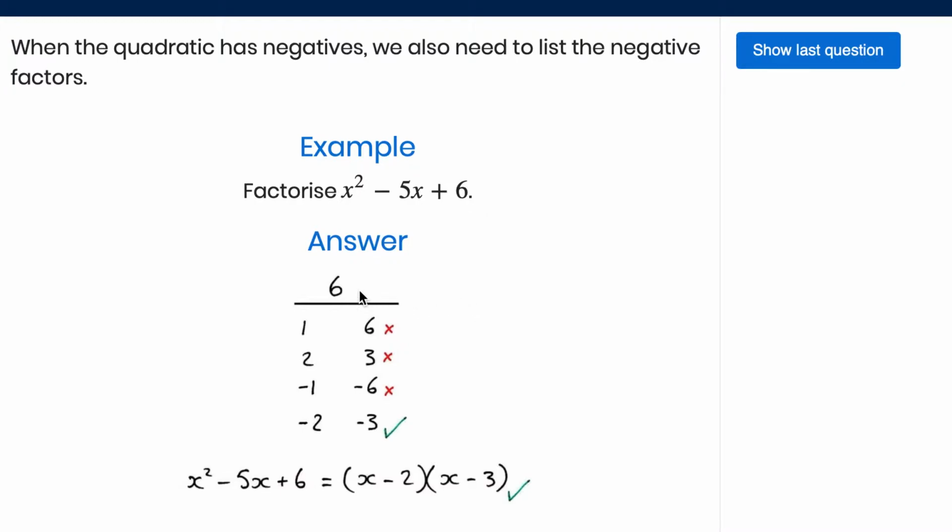So the factors of 6 are 1 and 6, 2 and 3, minus 1 and minus 6, because minus 1 times minus 6 is 6, and minus 2 and minus 3, because when you multiply these two together, you also get positive 6. And it's this last pair that we need, and it's because minus 2 plus minus 3 is equal to minus 5. So the answer is x squared minus 5x plus 6 is equal to x minus 2 times x minus 3. Okay, now it's your turn.